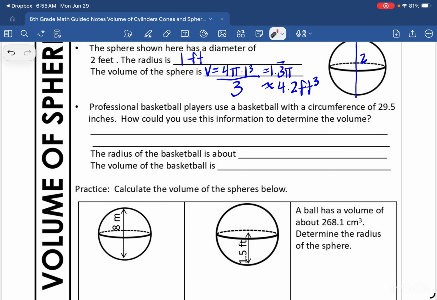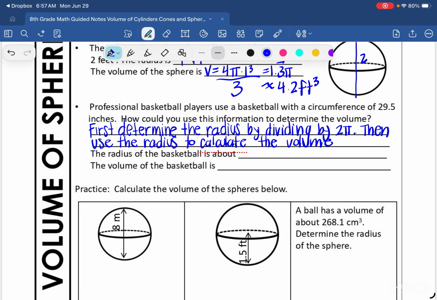Professional basketball players use a basketball with a circumference of 29.5 inches. How could you use this information to determine the volume? Well, if I know the circumference, I can determine the radius of the ball. So if I can determine the radius of the ball, then I can use that information to determine the volume.